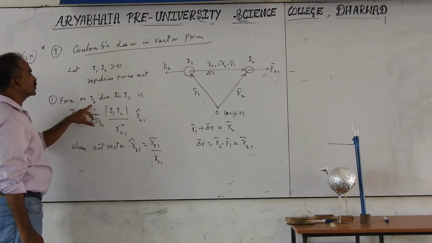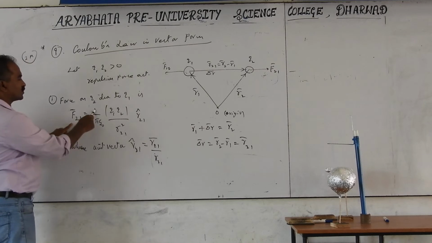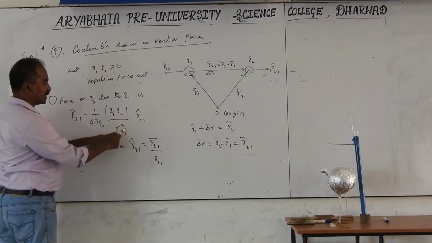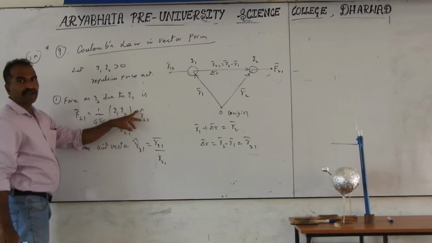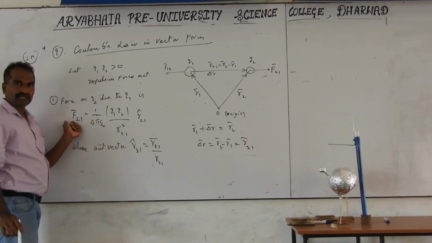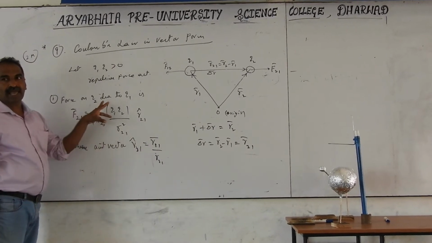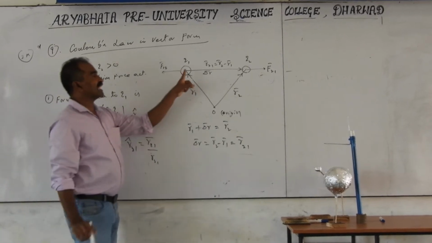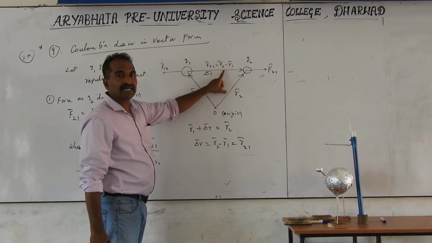The force on Q2 due to Q1 is F21 equals 1 by 4 pi epsilon naught, Q1 Q2 by R21 square, into R21 cap, the unit vector. The unit vector multiplied by the scalar quantity gives a vector. Here K is not taken directly; we are taking vacuum. Next, R21 is a distance, not displacement. Displacement means vector; distance is a scalar.